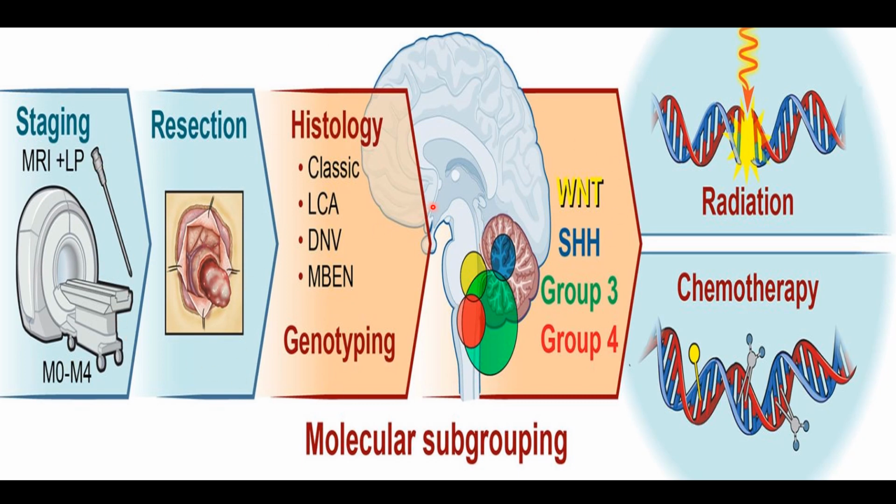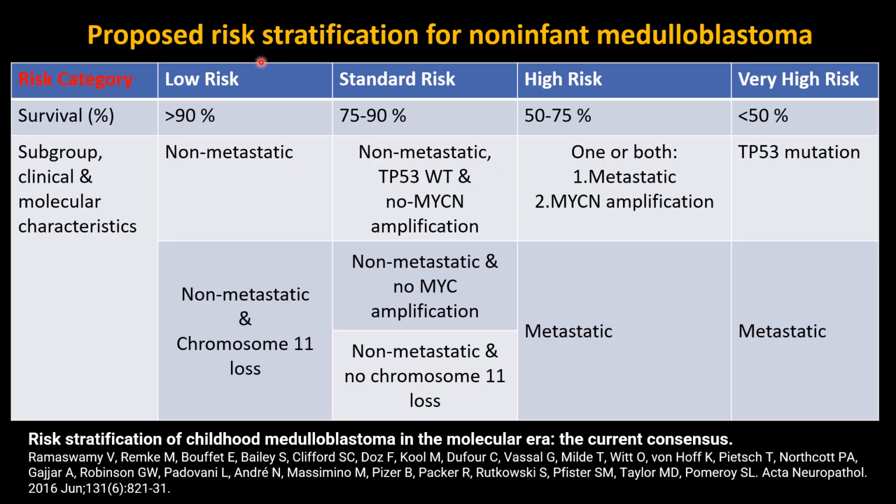So coming to the prognosis, medulloblastoma patients' outcome depends on the extent of tumor resection and the histologic type, but you can see that across almost all subgroups, the histopathology overlaps. So what is important is getting the molecular analysis done, according to which the radiation doses and chemotherapy are planned, and whether to add SHH inhibitors when it is a SHH mutant medulloblastoma. There has also been a risk stratification proposed for the non-infant age group: low risk, standard risk, high risk, and very high risk.